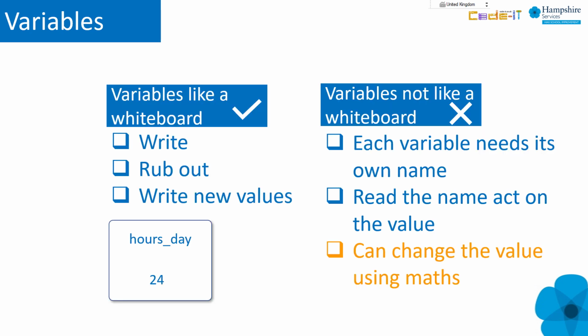Let us summarize the ways a variable is like a whiteboard and the ways a variable is not like a whiteboard. We can also change the value using maths, which is a feature of a collector variable, but we're going to get onto that in the next couple of slides.